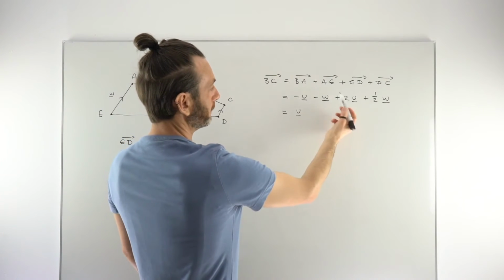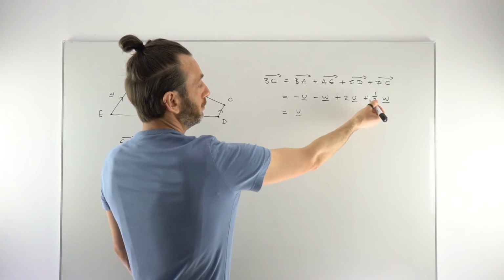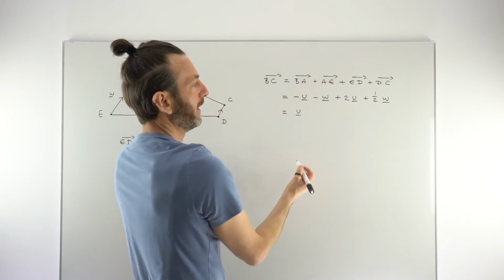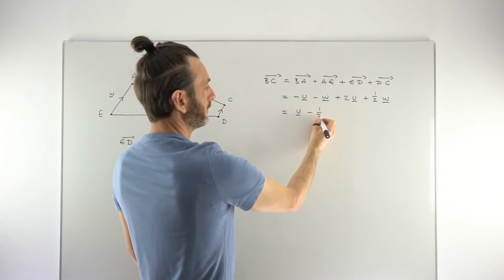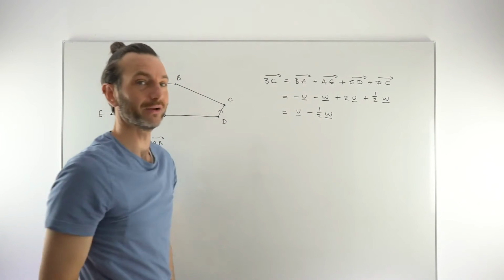And then we've got minus w. Well, that's minus 1w plus 1/2 w. So it's going to be minus 1/2 w. And that's the final answer for that one.